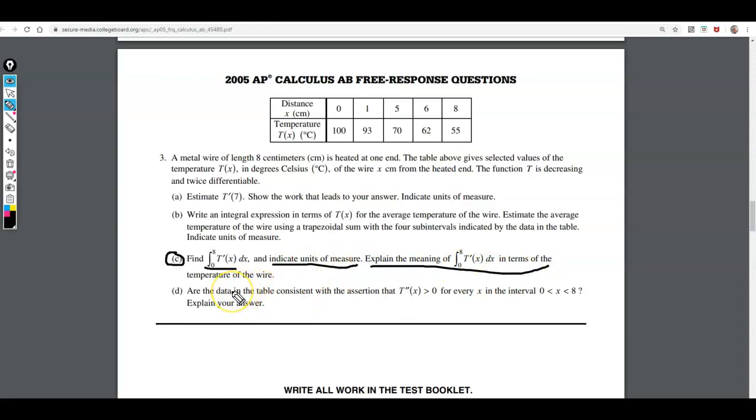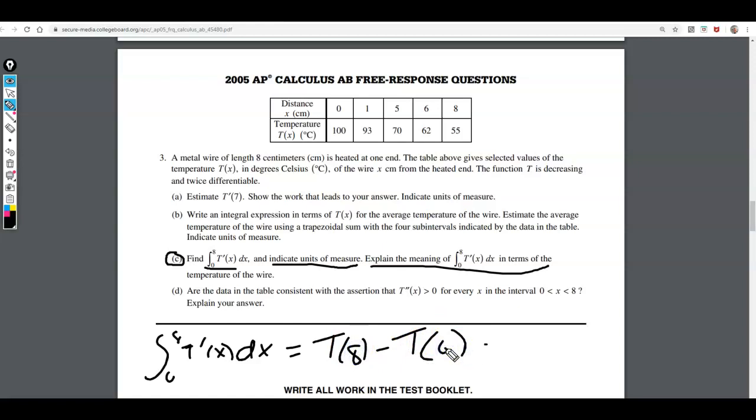So this is a fundamental theorem of calculus problem. If I'm integrating a derivative, you just end up with the original function. Since it's a definite integral, we're going to plug in the upper limit and the lower limit to the antiderivative, and then look at the table values. T of 8 is 55, and T of 0 is 100. And that comes out to a value of negative 45.